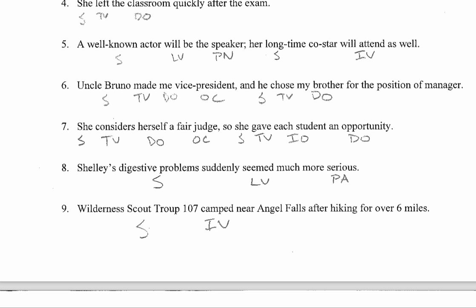However, on the other side, it passes the movement test. She gave an opportunity to each student. So that shows that that is pattern 6, because you can move those two parts. Right? The first part of number 7, you can't move them. You can't say she considers a fair judge to herself. Doesn't work. Can't be pattern 6. Second part of sentence 7, yes, movement test works perfectly. So it's got to be IODO.